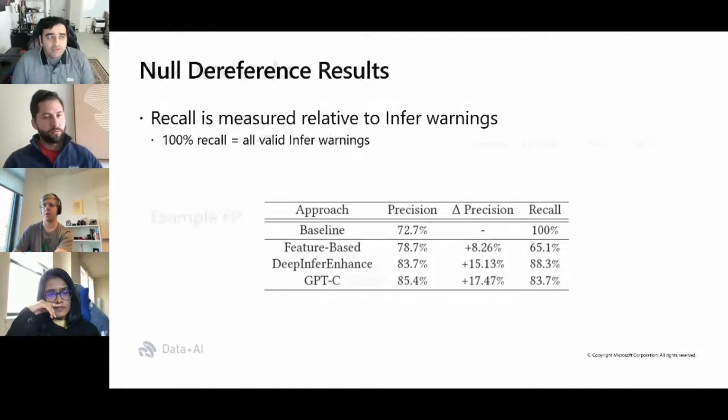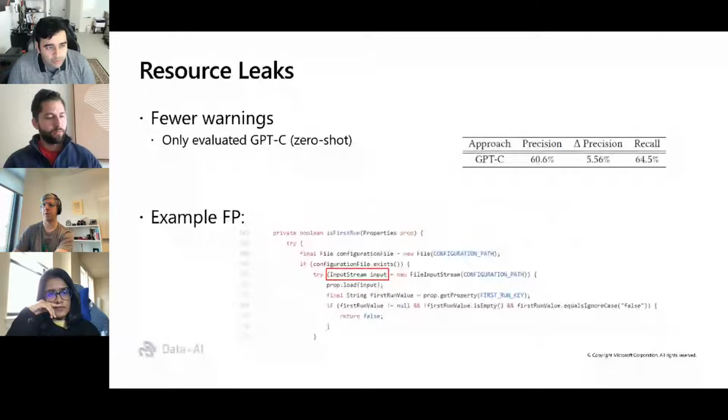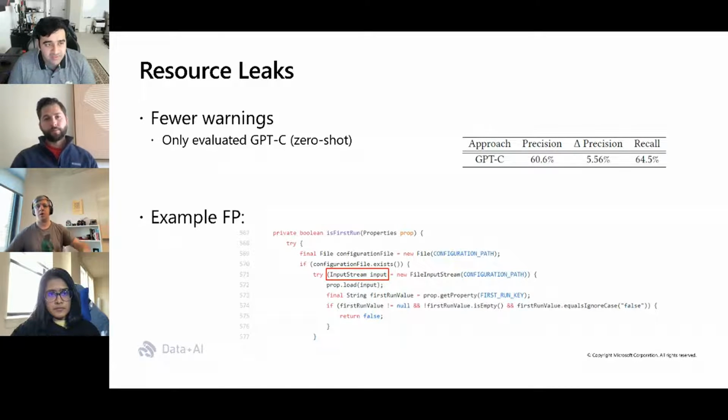We also wanted to evaluate how well this post-filter approach scales to other types of warnings. So we wanted to investigate resource leaks. For this, we only used our GPTC approach simply because of the size of the data we had. It wasn't really amenable to further training.